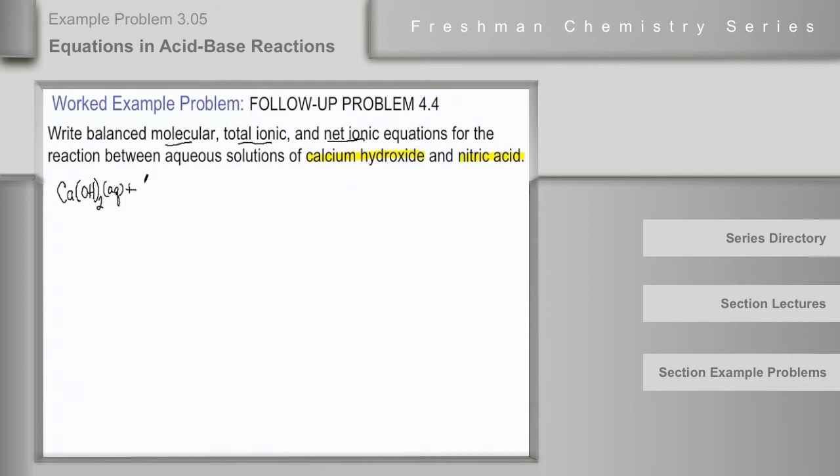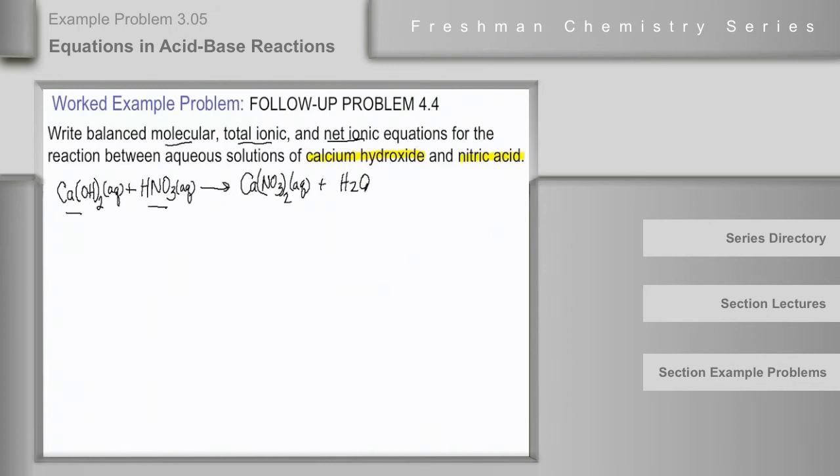Nitric acid, from the list of acids that we needed to learn, is HNO3, an aqueous solution. And since it's an acid-base reaction, we will end up with a salt and water. Now in this case, calcium ion will form the salt Ca(NO3)2, an aqueous solution. This is calcium nitrate, and the other product will be water. This is the skeletal equation for the neutralization reaction between this base and this acid.